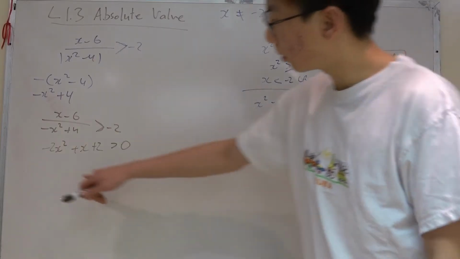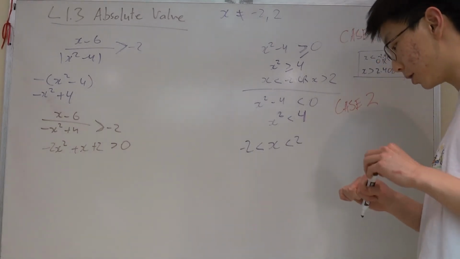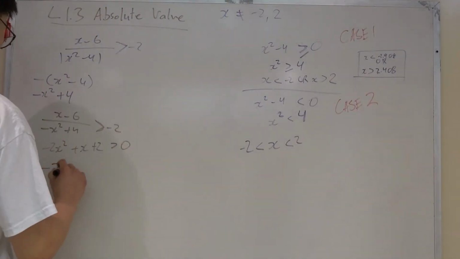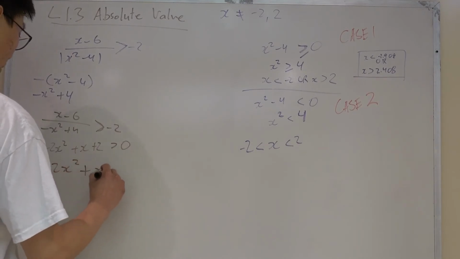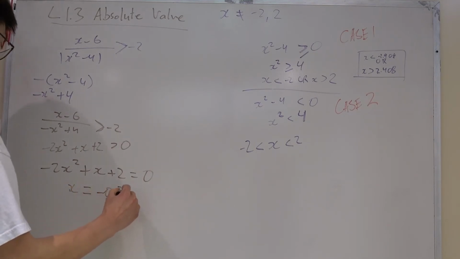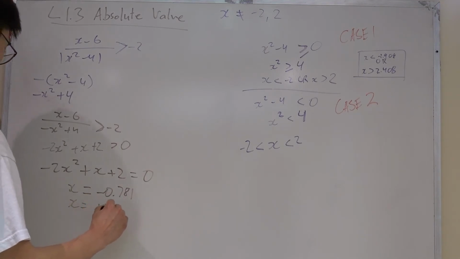Okay, so now we want to solve this equation right here. And of course I didn't do it the hard way. I just graphed it and I got to solve this equation. The answers are simply x equals negative 0.781 and x equals 1.281.